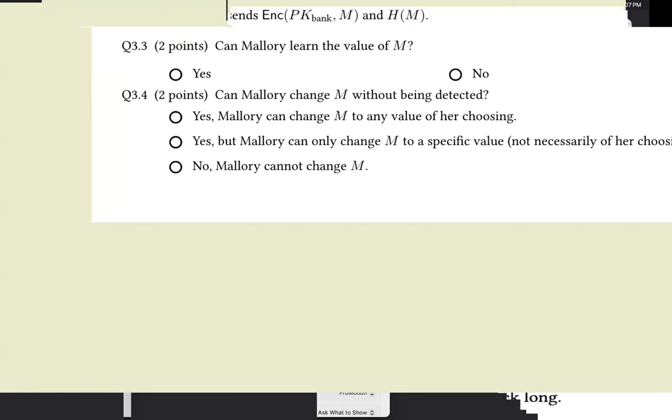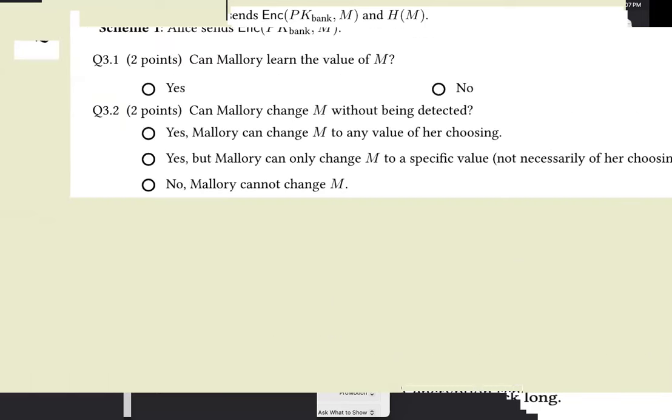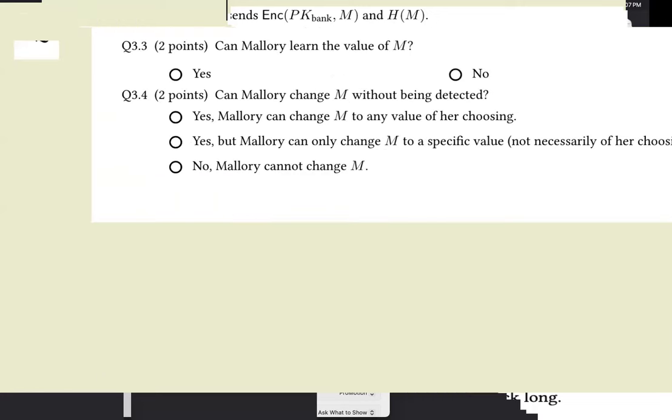So who thinks Mallory can learn the value of M? Do you want to explain why? Well, I think the hash makes it deterministic, so you just run through messages until you get that. Well, remember that there are too many possible values of M for Mallory to try them all. That's the first thing, and then remember that hashes are also one way, which means that given the hash, it's hard to recover the original message. So Mallory still can't learn the value of M, but can Mallory change the message without being detected?